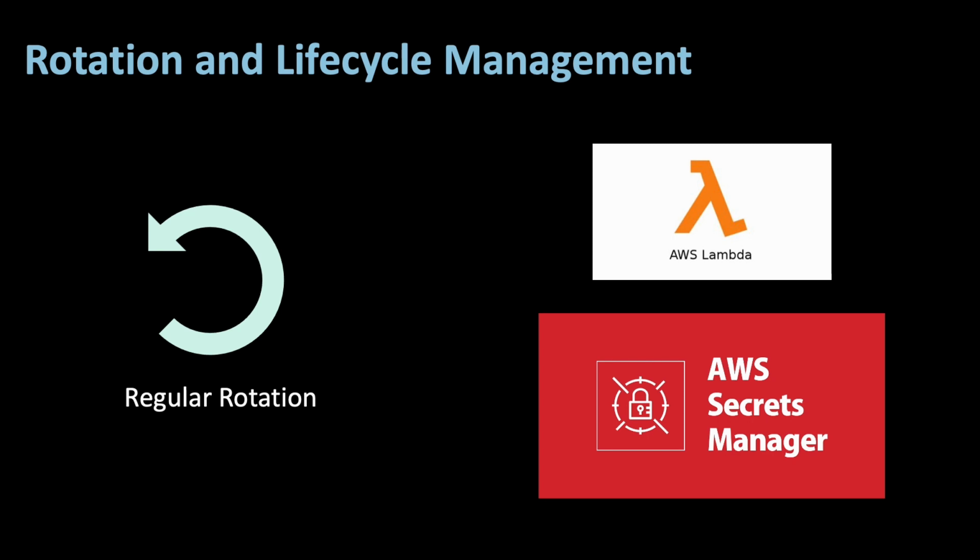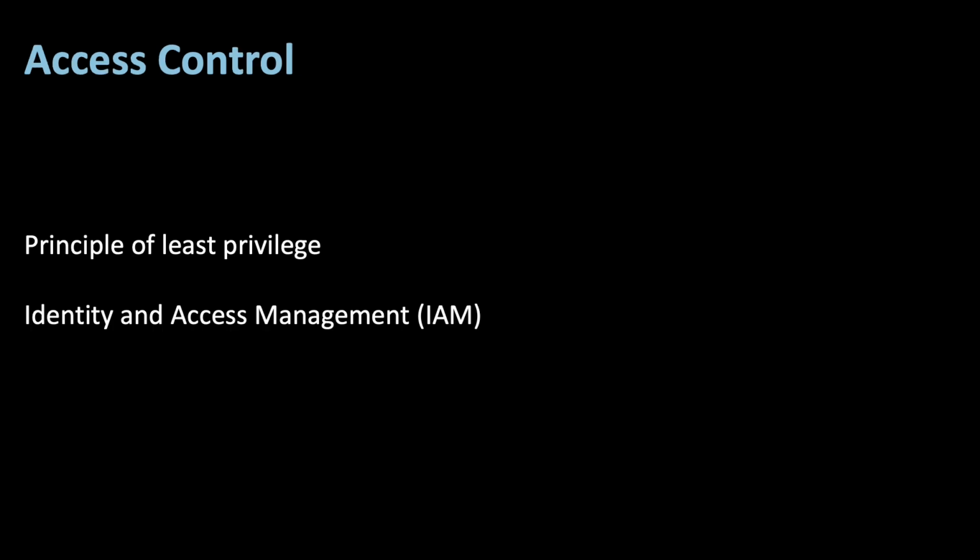We move on to access control. Managing who has access to credentials and under what conditions is paramount. The principle of least privilege is foundational in this context. Employing identity and access management, IAM, roles and policies, cloud providers like AWS enable administrators to define precisely who can access credentials stored in services such as AWS Secrets Manager. This granular control ensures that only authorized entities have access, minimizing the risk of unauthorized usage or exposure.